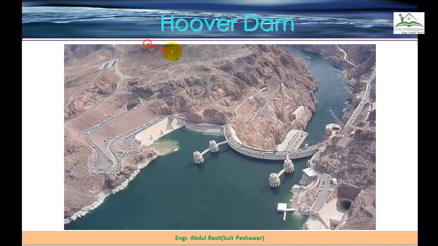Hoover Dam. If you are a movie freak, you may have seen this Hoover Dam in the Dhoom 3 movie, in which, in the last scene, Aamir Khan is jumping down from this structure. The last scene is picturized over here in this Hoover Dam. If I'm not wrong, this is the same dam. These are the penstocks. Okay, these are the penstocks.